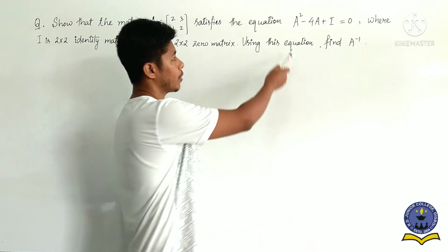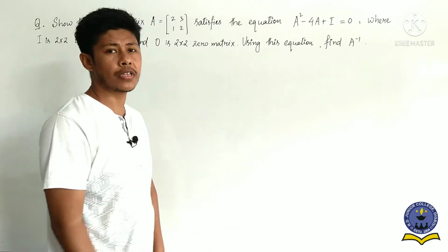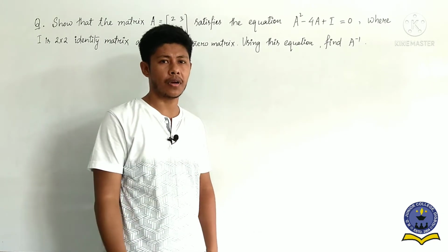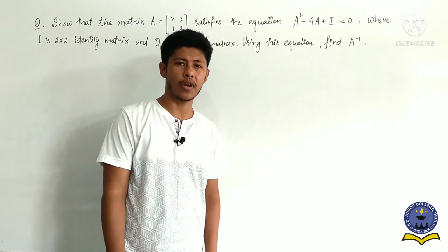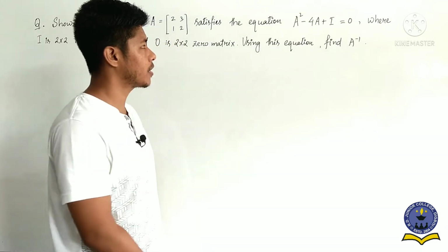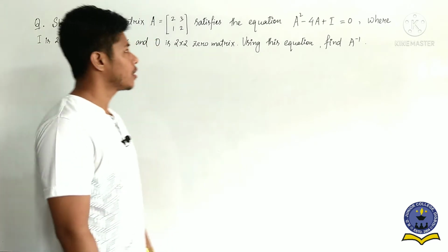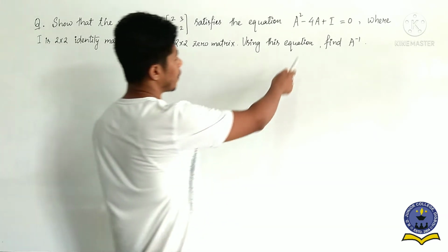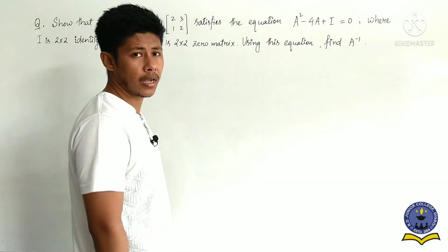If this type of equation is given to us, then with the help of this equation we have to find out A inverse. Remember, if the equation is not given, then we apply the inverse formula, 1 by determinant of A into adjoint of A. But if the equation is given, we use it. Before this, first of all we have to verify whether A square minus 4A plus I equals 0 or not.